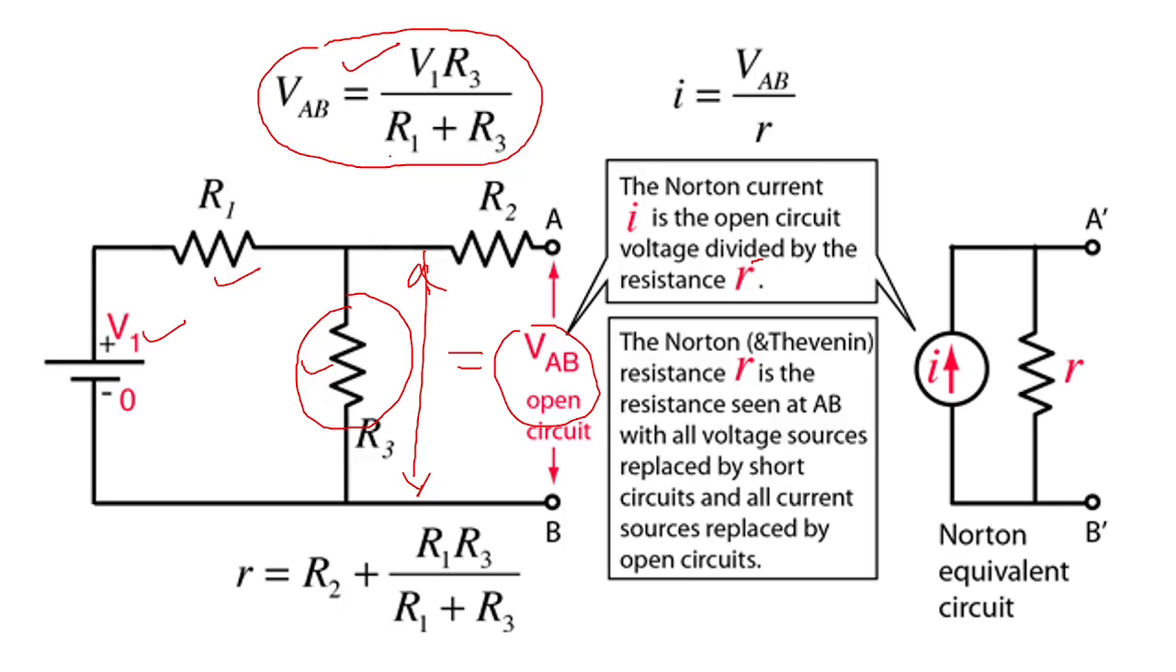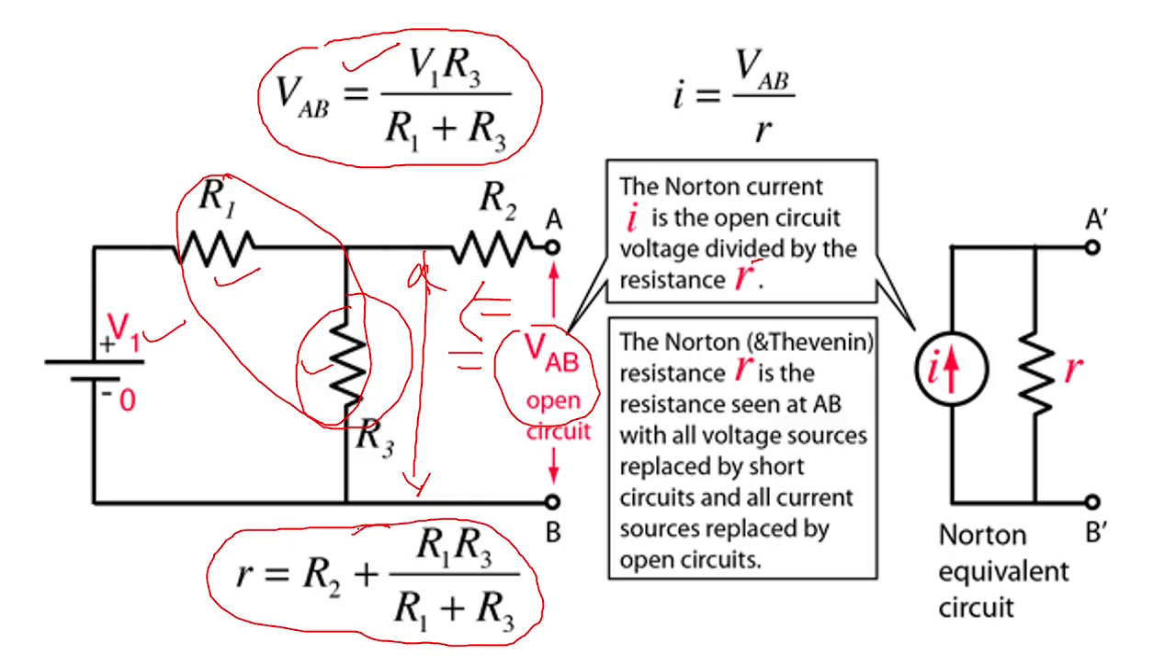Now VAB is divided by the equivalent resistance. The equivalent resistance is something you are going to see from here. R2 will be in series with the parallel combination of these two resistances. R2 in series with the parallel combination of R1 and R3 will give you R.